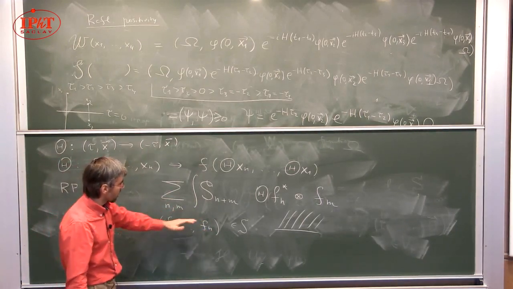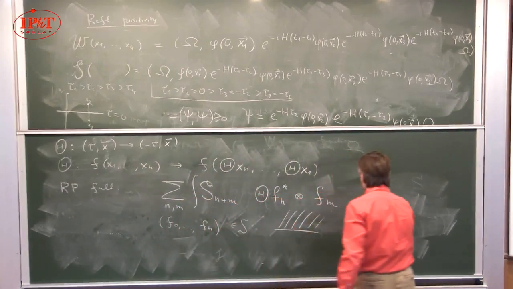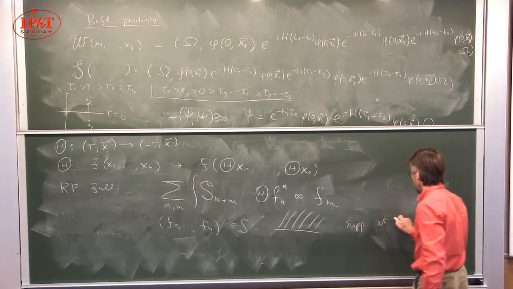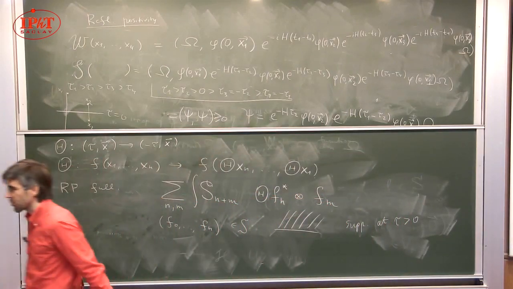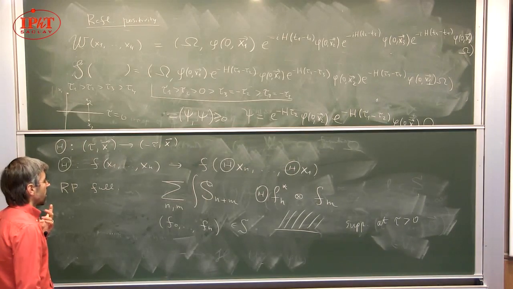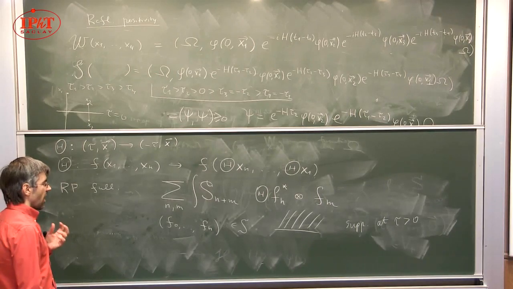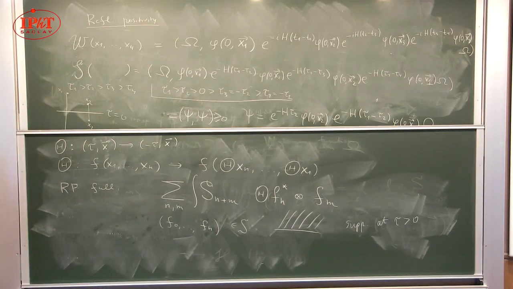So I pick these functions f_0, ..., f_n, which have support only at positive times, in each argument, because f_n has n arguments. And then there is one more property that I have to impose: when I do this integral, I should not allow points to collide. So this is something very, very important. Wightman functions are distributions everywhere, including at coincident points.